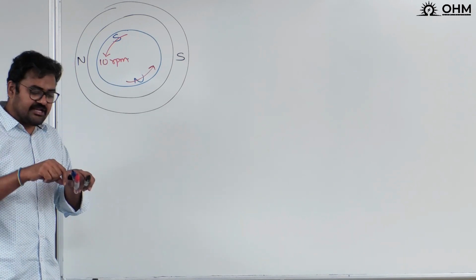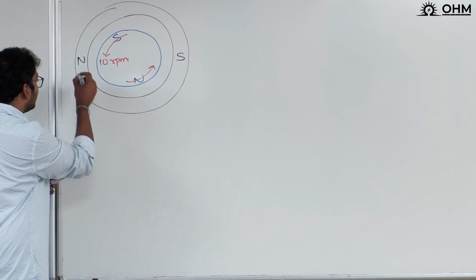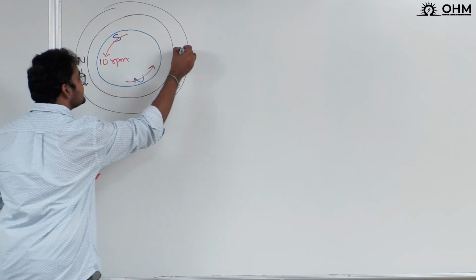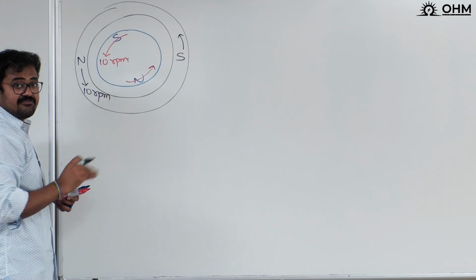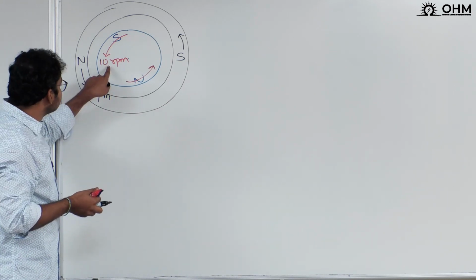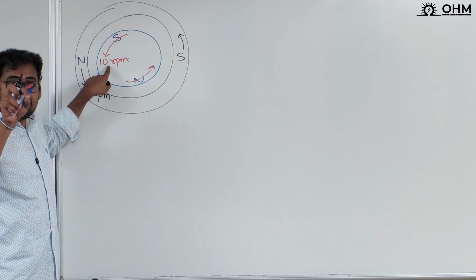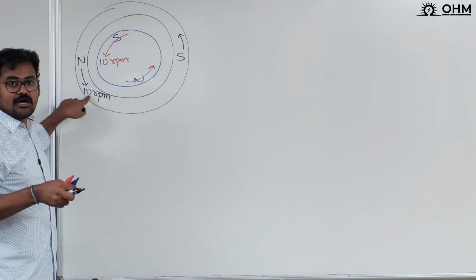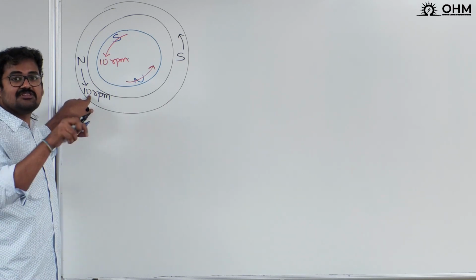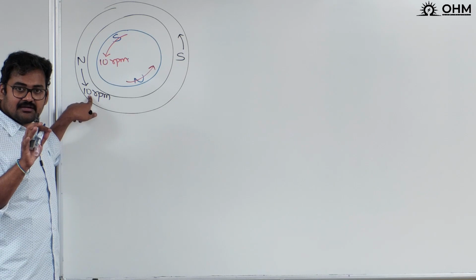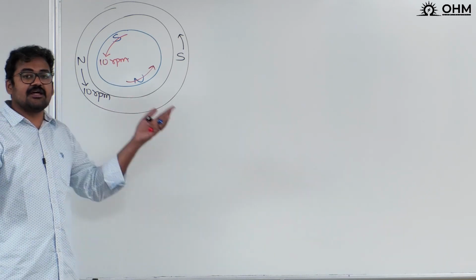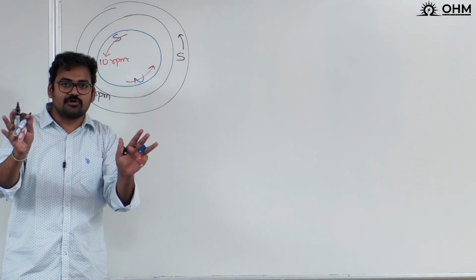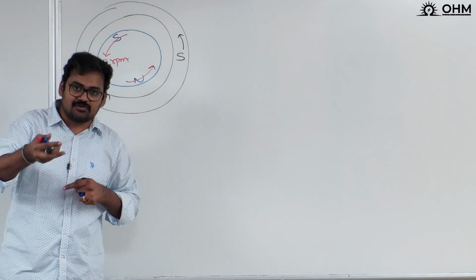Now imagine what happens if stator poles are also rotating in the same direction with the same speed, 10 RPM. I said very clearly, rotor poles are rotating with 10 RPM. Now imagine stator poles are also rotating in the same direction with the same speed. I said stator poles are rotating, not stator. Stator means it is a stationary body, it won't rotate. But stator poles are rotating.